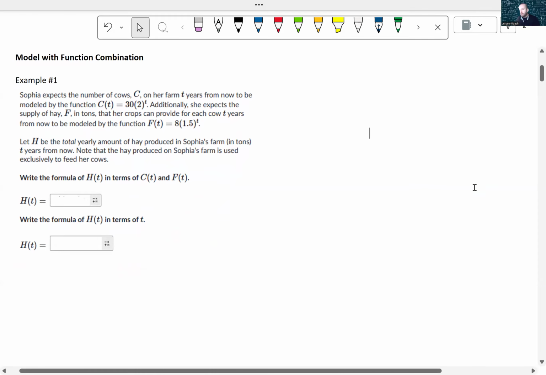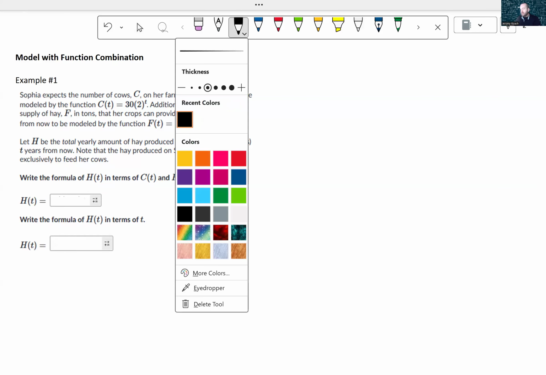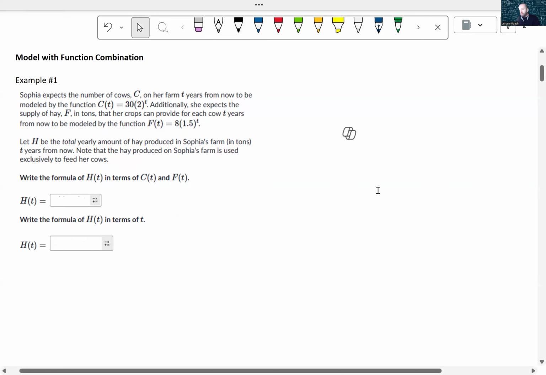Sophia expects the number of cows C on her farm T years from now to be modeled by the function C of T is 30 times 2 to the T. Additionally, she expects the supply of hay F in tons that her crops can provide for each cow T years from now to be modeled by the function F of T is 8 times 1.5 to the T. Let H be the total yearly amount of hay produced in Sophia's farm in tons T years from now. Note that the hay produced on Sophia's farm is used exclusively to feed her cows.